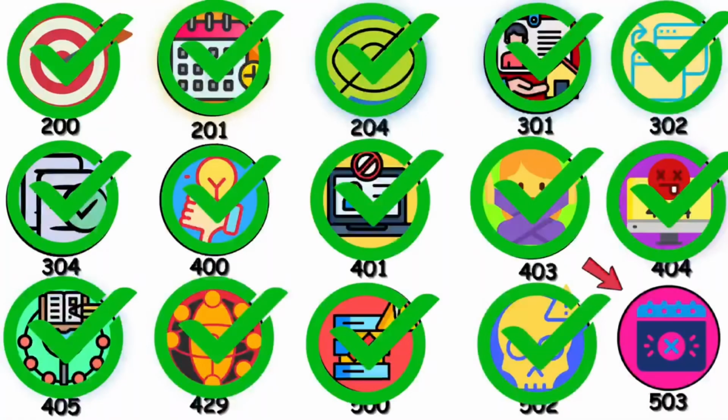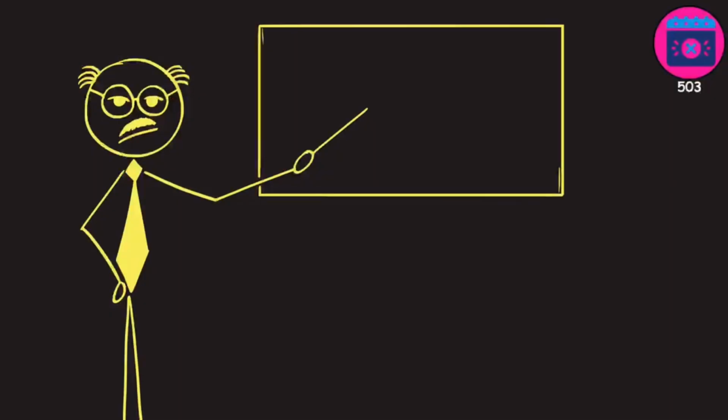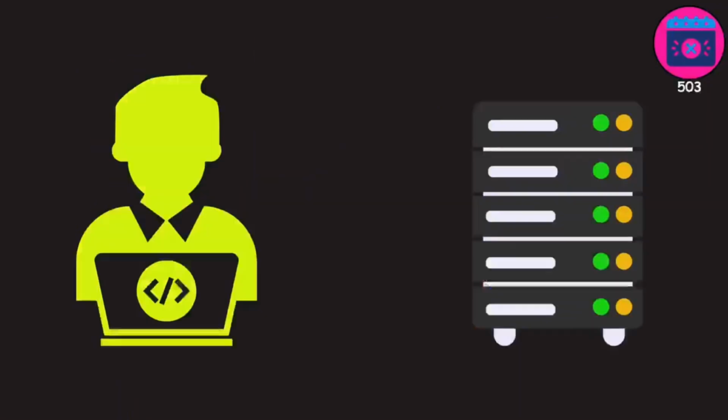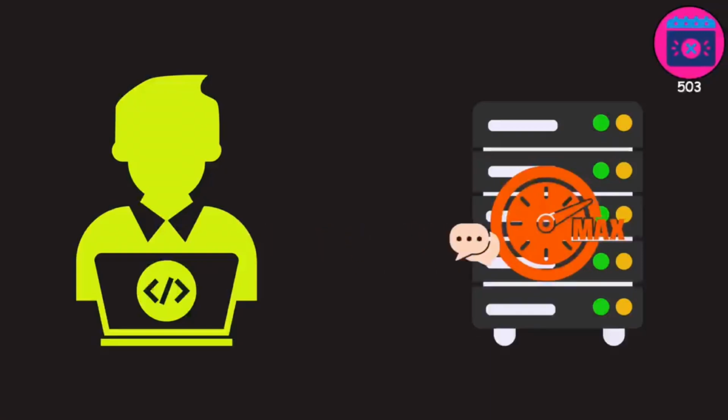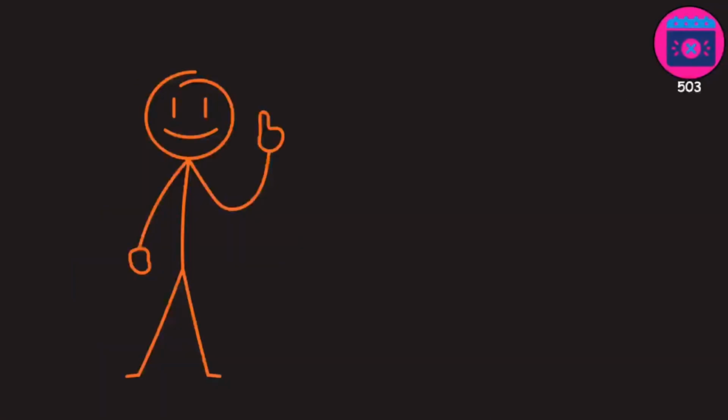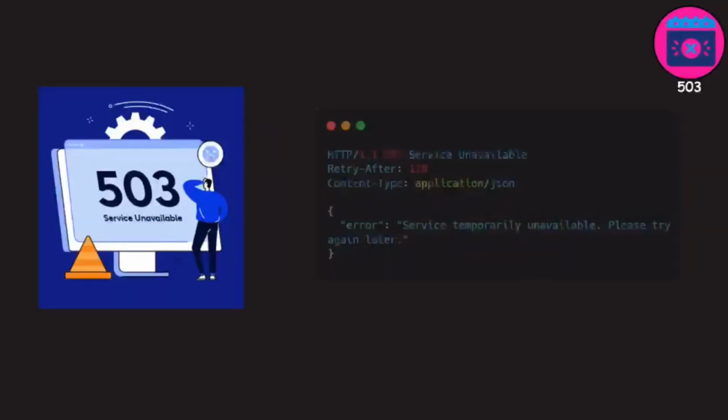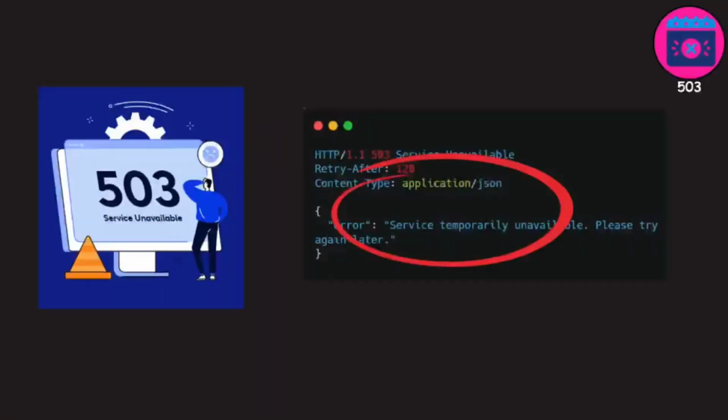503. A 503 error means the server is temporarily unavailable, either overwhelmed or under maintenance. The server's alive and gets your request, but it's maxed out. Maybe it's drowning in traffic, or the team took it offline for updates. Often, you'll see a retry after header with an exact comeback time. The server's literally telling you when to try again.